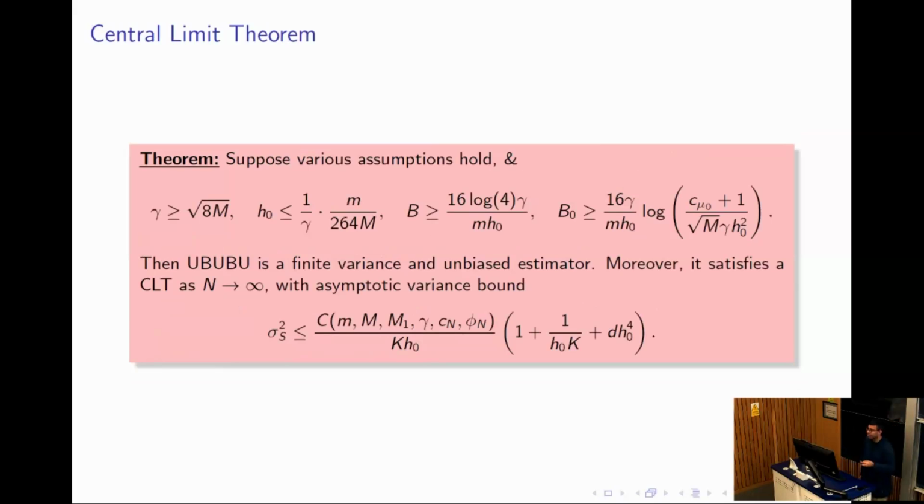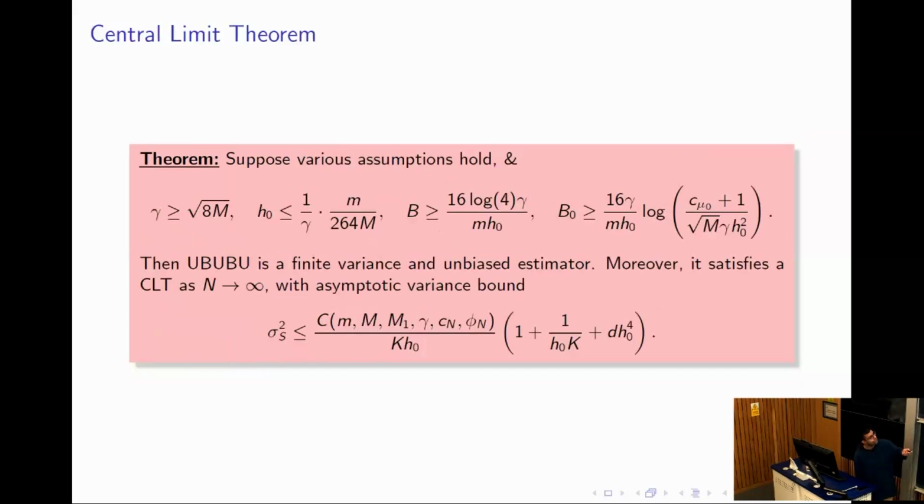The second result that I'm going to show you is a central limit theorem. There are more assumptions, which is why I say suppose various assumptions. They can be found in the paper, but I'm not going to state those assumptions for now. Suppose that you have various assumptions which hold, and also further assume that you have these conditions.